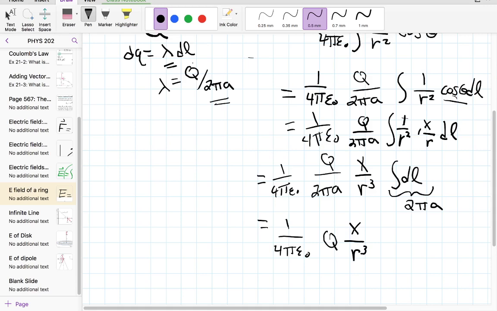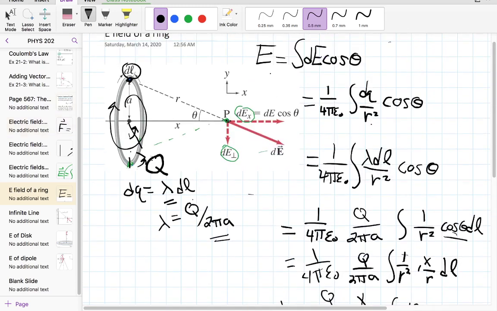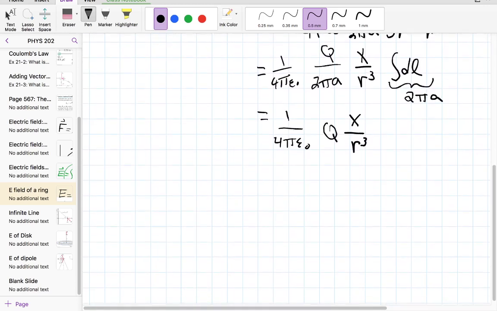If we want to express this answer in terms of the simple relevant quantities in the problem, x is the distance from the center of the disk to our point. r is the distance from the edge of the disk to our point. We probably want to express everything in terms of x and a. So we can just write r geometrically as the hypotenuse of that triangle, right? So r is equal to the square root of x squared plus a squared.